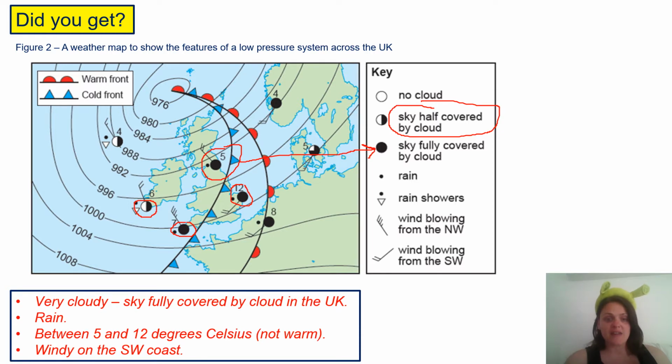Okay, you can see these little dots here next to the cloud cover represent rain. So you would say that low pressure brings rain. Okay, so look, and also the temperatures range between 5 and 12 degrees, so it's not warm at all. And so low pressure brings quite cold weather and temperatures.